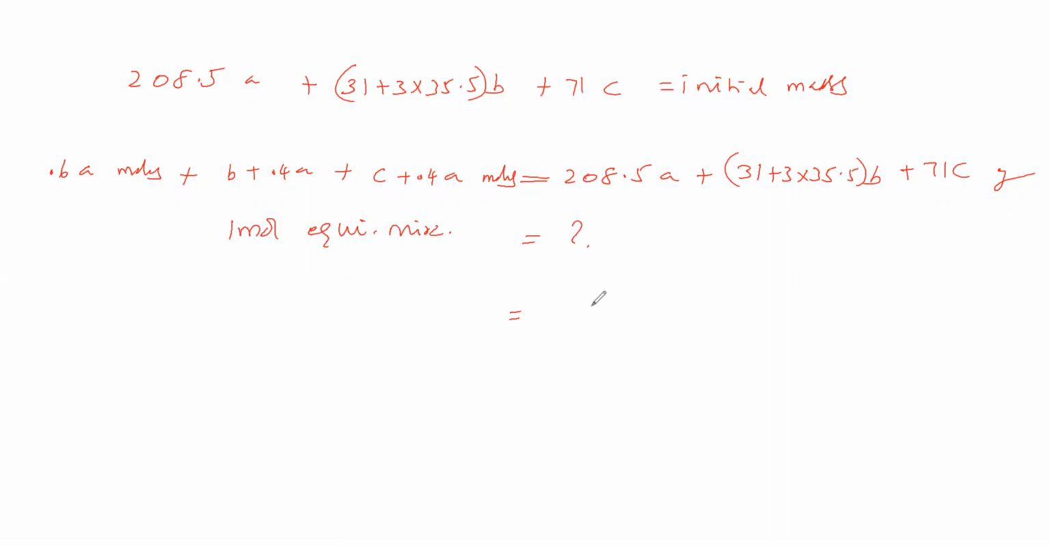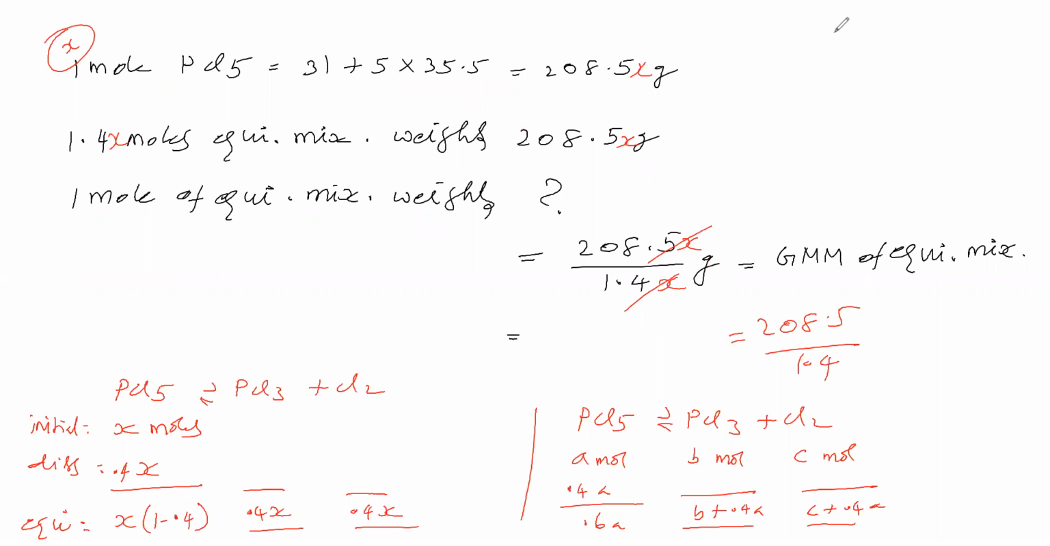Can we simplify? We cannot simplify this one. That means we do not know the gram molecular mass of the equilibrium mixture, so we cannot find the density of the equilibrium mixture. Therefore, we can't take the initial assumption like this.